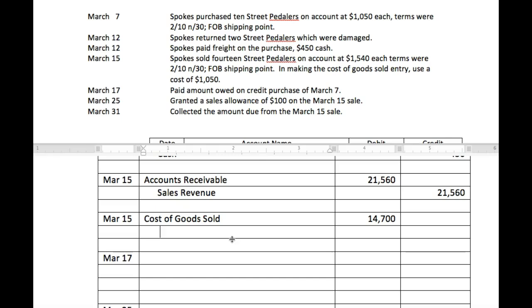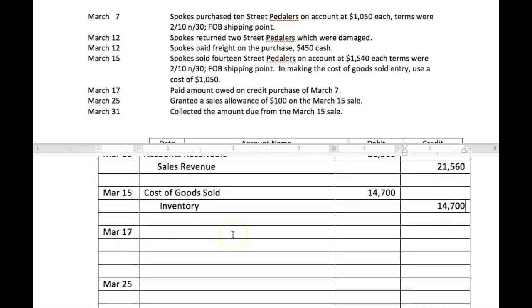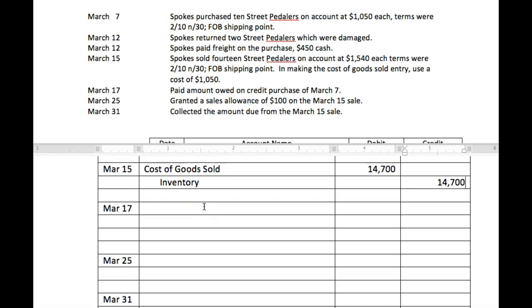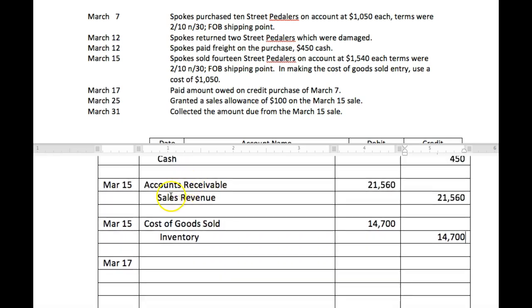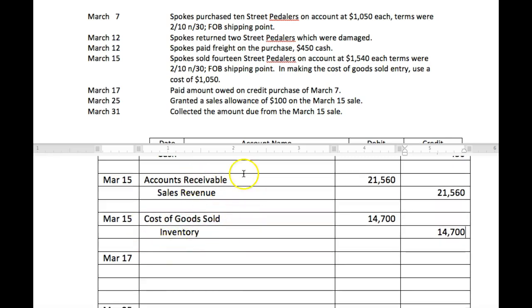Now, once we record the cost of goods sold, we need to show the reduction in inventory. So we're going to reduce our inventory by $14,700 as well. So anytime we have a sale, we record the sale first. Then in perpetual inventory, we show the cost of goods sold and the reduction in inventory. Keep those as separate entries so that you will not confuse yourself.